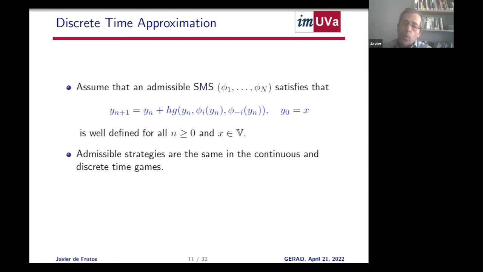So we are making here a hypothesis that really is not a very hard hypothesis, and it is that the admissible stationary Markov strategies are the same in the continuous and in the discrete time games. More exactly, what we need is that the admissible strategies for the continuous problem are also admissible for the discrete time approximation. And this is usually the case.